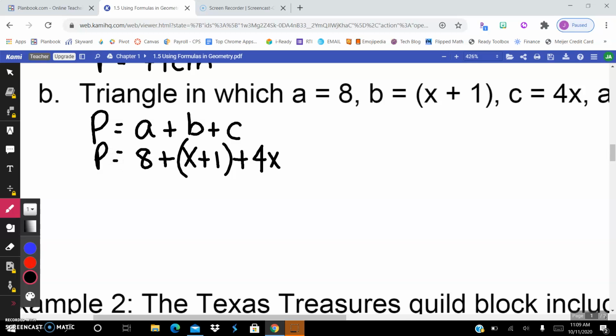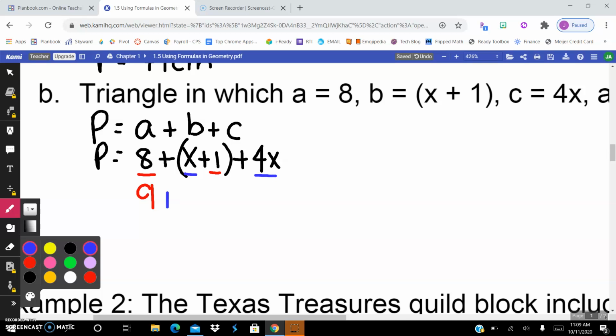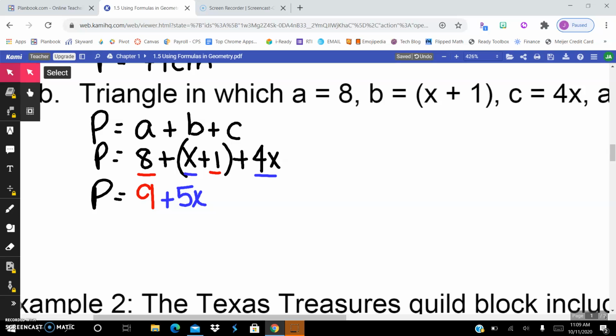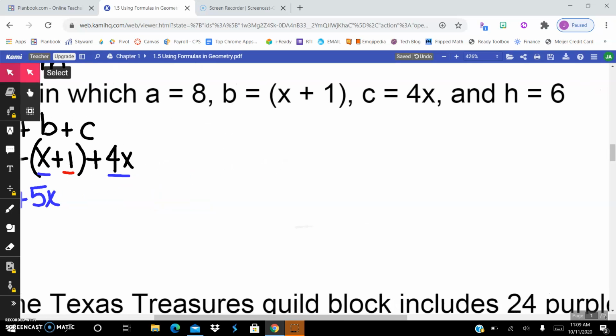Now those parentheses really don't mean anything. It just means that that's one side. It's keeping those 2 numbers together. So we just have to go through and combine like terms. 8 and 1 would go together to make 9. And then x and 4x would go together to make 5x. So the perimeter is 9 plus 5x. We can't simplify any farther because we don't know what x is.